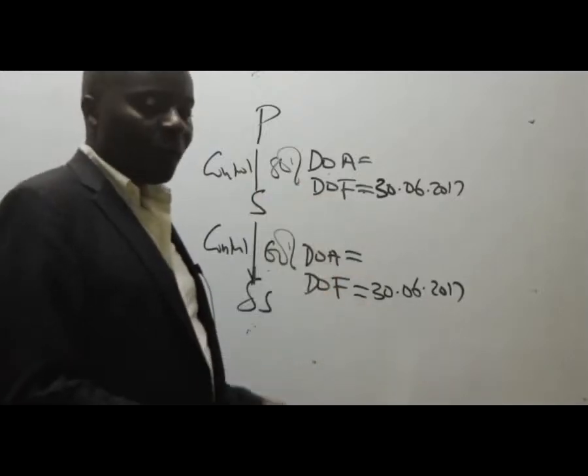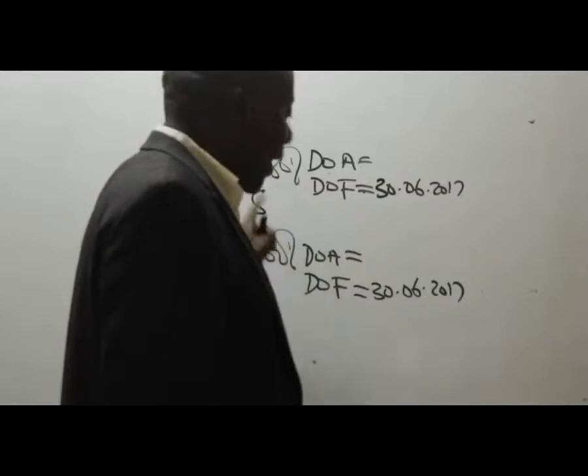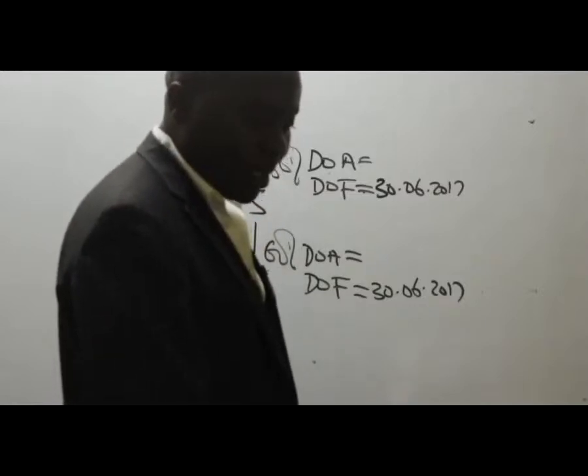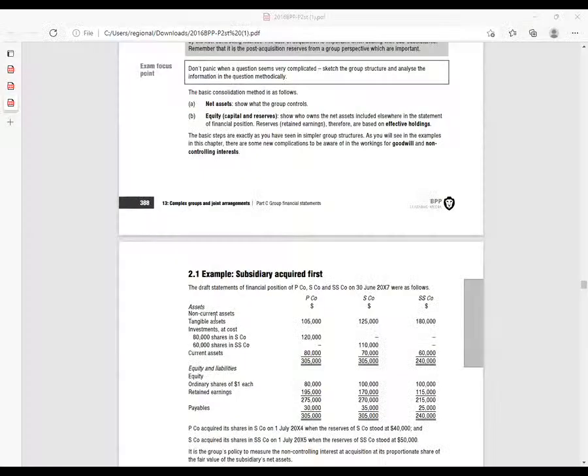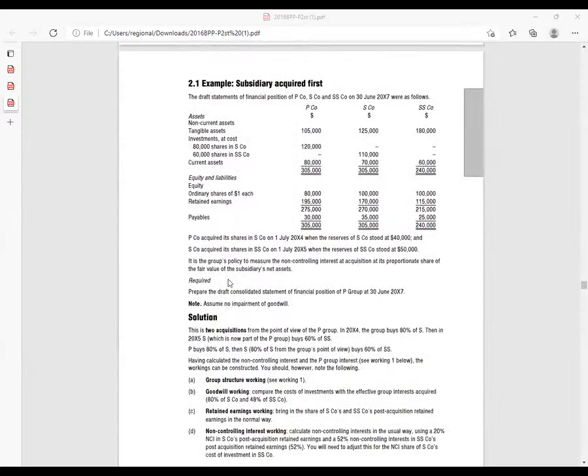How about the date of acquisition? When did P acquire S? We are told here that P company acquired its shares in S company on 1st July 2014. And then S acquired SS on 1st July 2015.